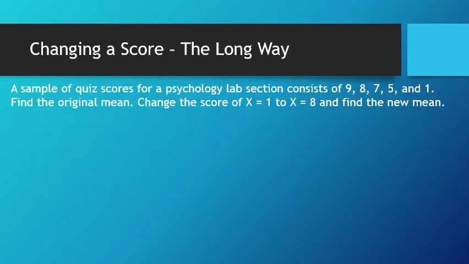So let's look at changing a score the long way. Here you have a sample of quiz scores for a psychology lab section that consist of 9, 8, 7, 5, and 1. Find the original mean and then change the score of x equals 1 to x equals 8 and find the new mean.